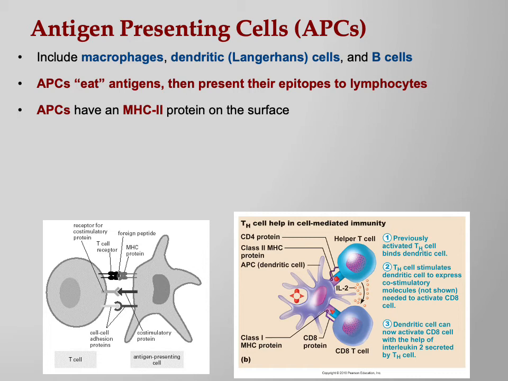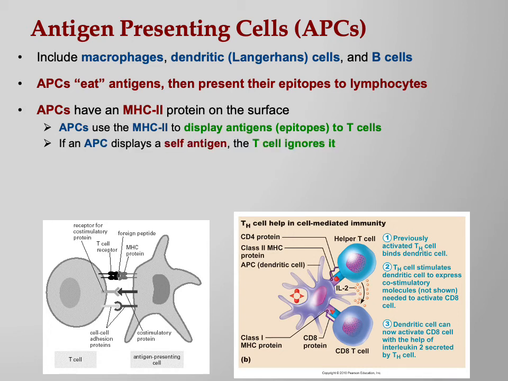So this is a process we're going to see over and over again, so get used to this. APCs eat something, either good guys or bad guys. Whatever they eat, they show to the helper T cell. If they've eaten a bad guy, which means we've been invaded by something, then the helper T cell activates the cytotoxic T cell. Killer T cells are really dangerous, so we don't want to activate them unless we know we've been invaded, and that's what the helper T cell does. So APCs use the MHC2 to display antigens to T cells.